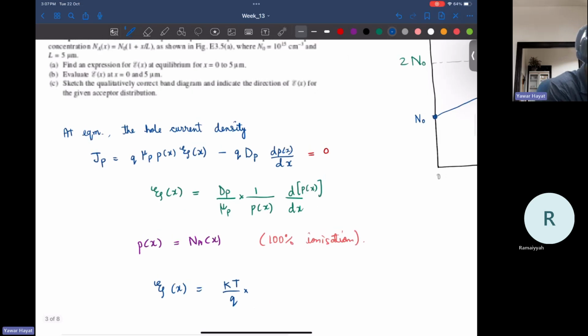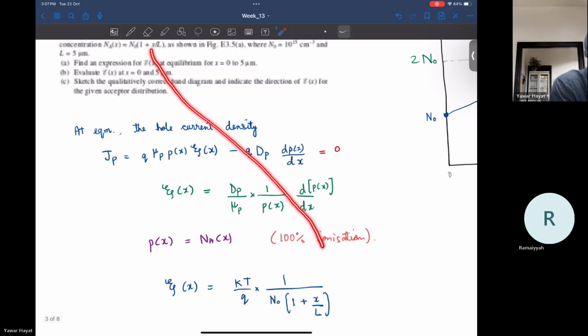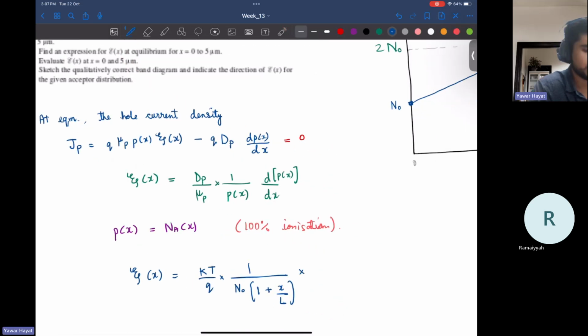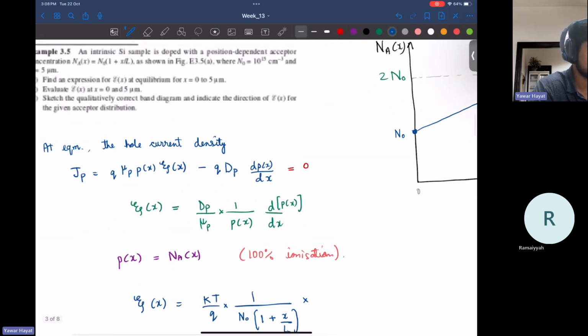Okay, your 1 over P of X should be, right? This is your P of X, which is, I just plugged this expression in the denominator. And then I need to differentiate it. What about d by dx of P of X? Let's do that together. The first term is a constant, right? So that won't be there in the derivative. What about the second term?